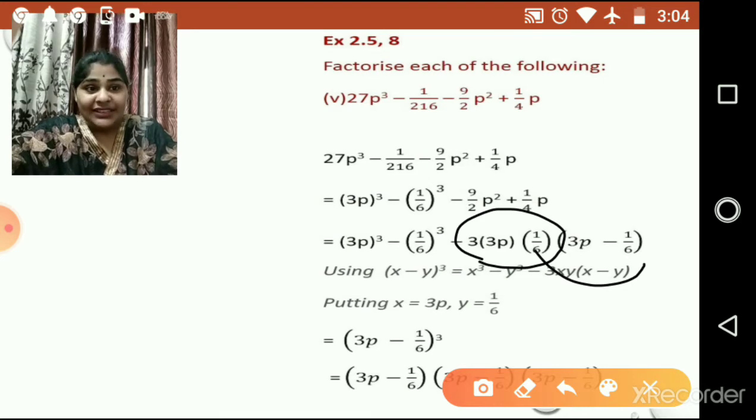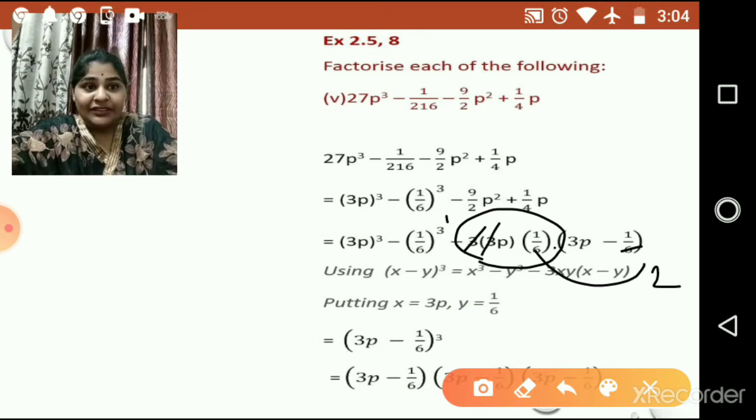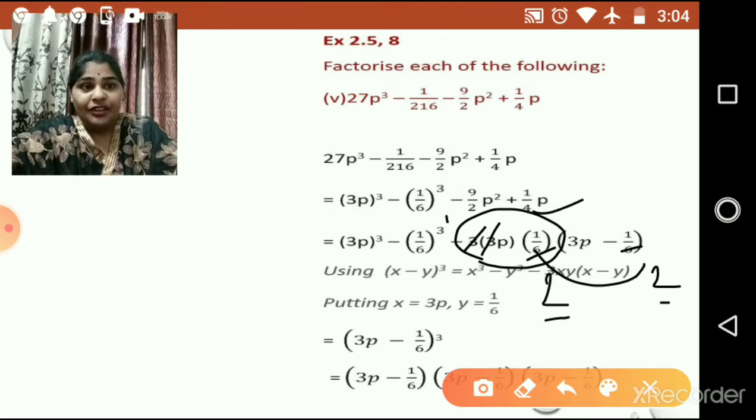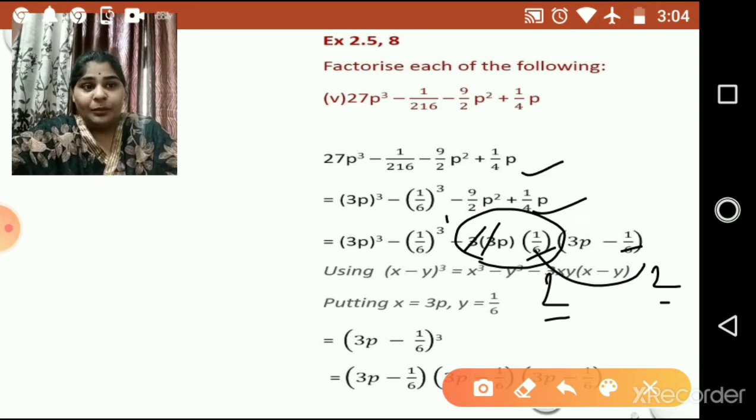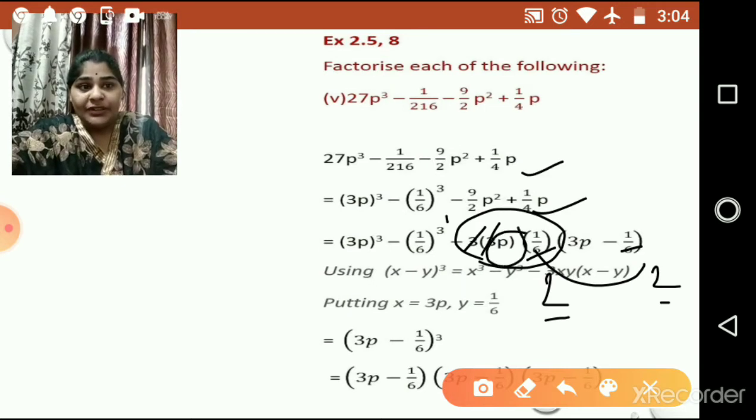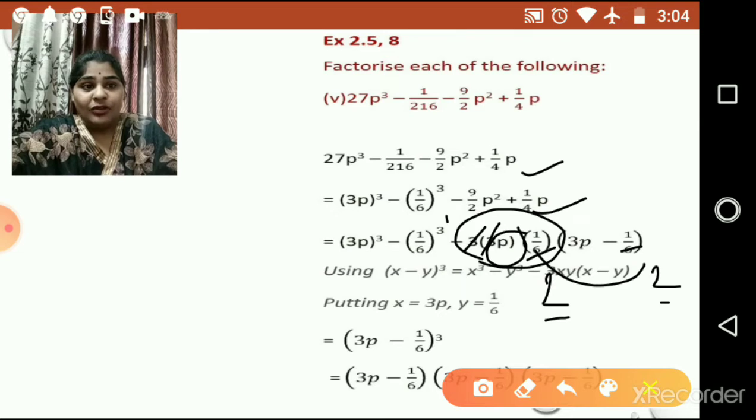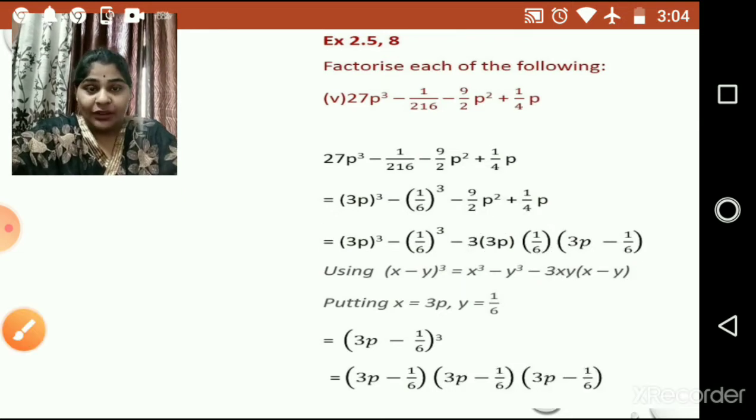Now if you see here, 3 ones are 3, twos are, that means in the denominator again 3 ones are 3, twos are. So 2 into 2 will be 4, and in the numerator nothing is there, means 1, and p as it is from here. So this is how we have split our terms, right?